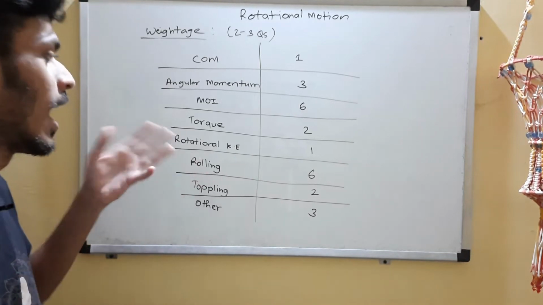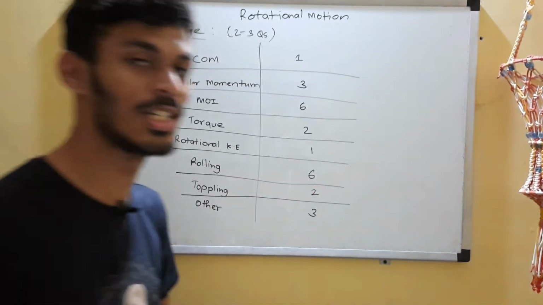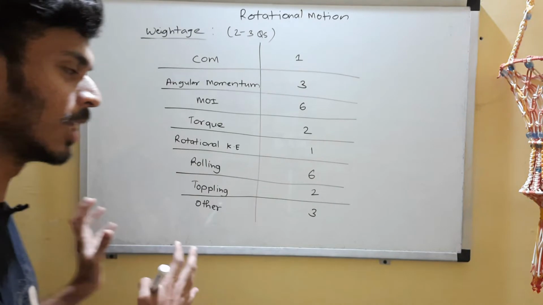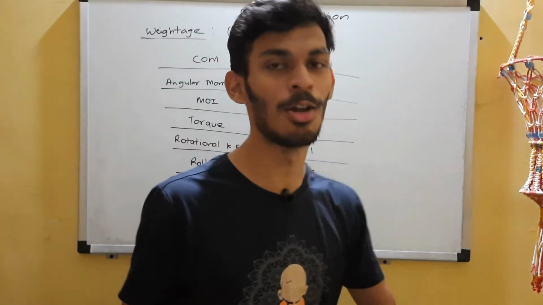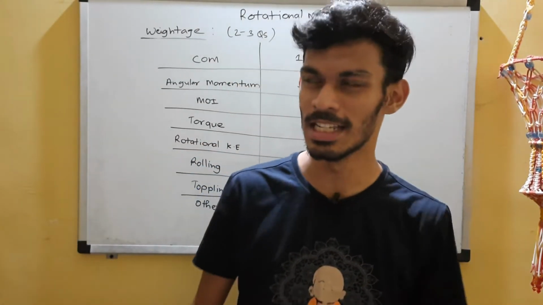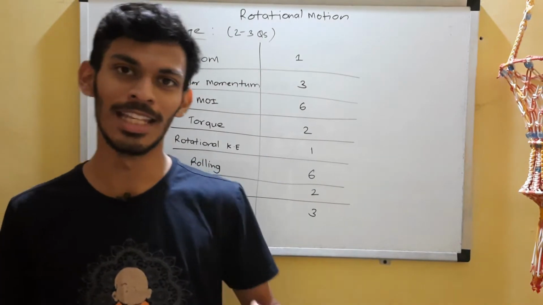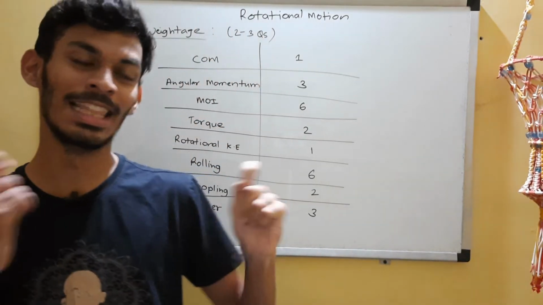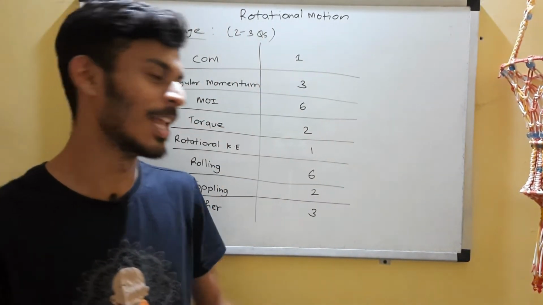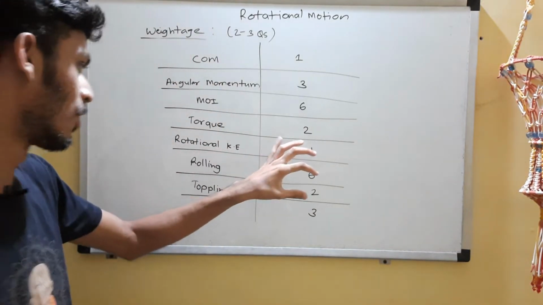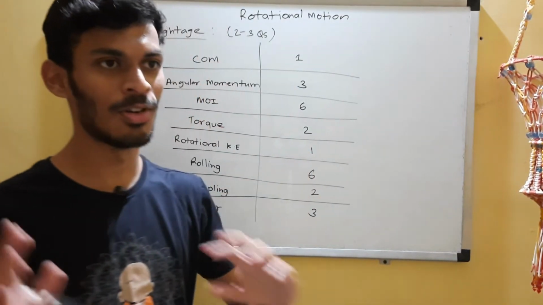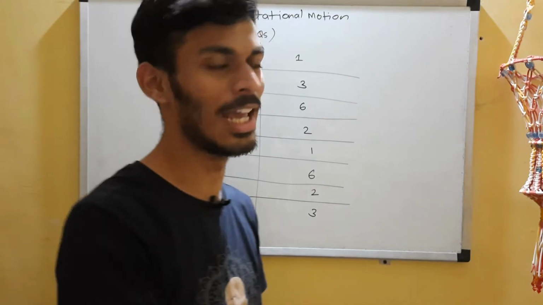Then we have rolling, and in rolling, 6 questions were asked directly. In rolling also one topic is very much favored, which is rolling on an inclined plane. And in that too only one formula, will come to that. So from rolling 6 questions were asked, and most of those were based on rolling on an inclined plane.